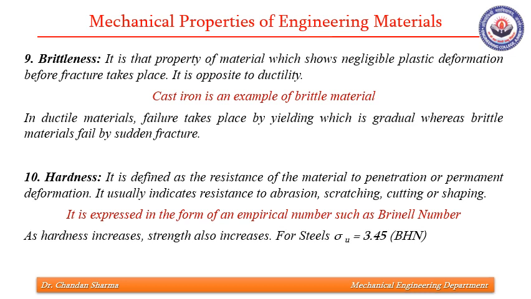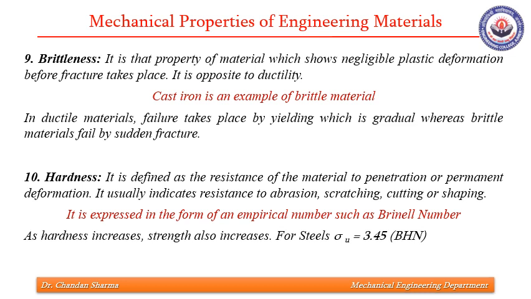Next comes hardness, which is defined as the resistance of the material to permanent deformation by penetration. It is usually common that when we make an indentation on a certain material, if we are able to do it, then we can say it is not sufficiently hard. But if we are not able to make an indent or a mark on a certain component, we can say it is sufficiently hard. It is expressed in the form of an empirical number.